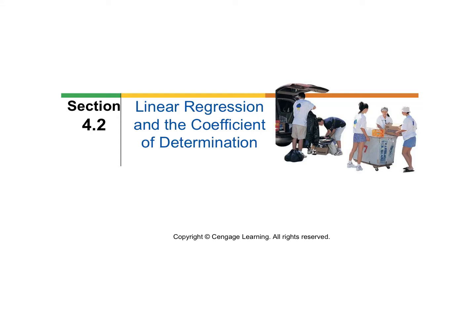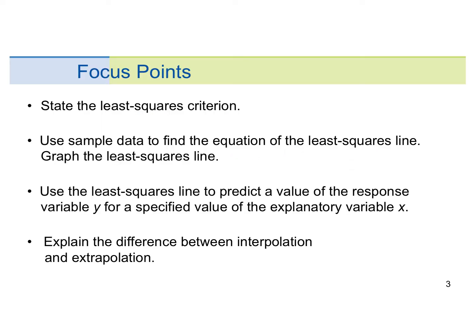All right, Honors Stats. This is Chapter 4. We're dealing with Section 2, and we're going to deal with linear regression and the coefficient of determination. We looked at the original. It's called the coefficient of determination. The things that we're going to cover.